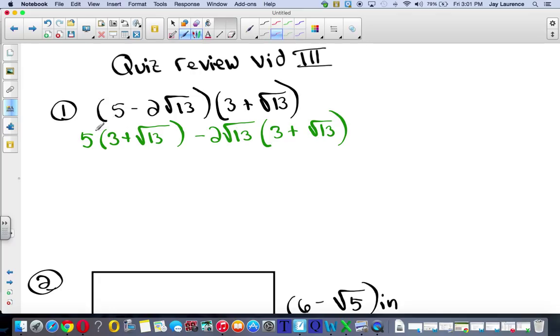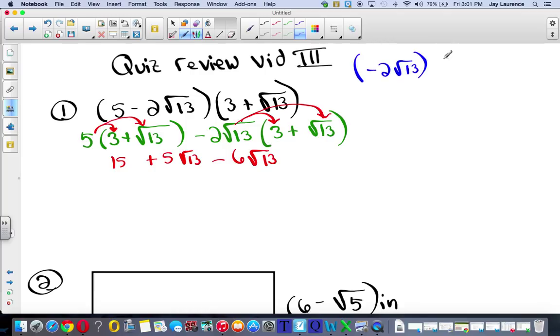So now I'm going to distribute. I'm going to go 5 times 3 is 15. And 5 times rad 13, well, that's just a positive 5 rad 13. Now I have to distribute in this quantity. I've got a negative 2 rad 13 times 3. Well, that's going to be a negative 6 rad 13. And here, this one seemed to be giving people trouble. It's really pretty simple. I'm going to rewrite it over here as negative 2 rad 13 times rad 13. And since there's only one rad 13 there, I'll put a little 1 in front of that.